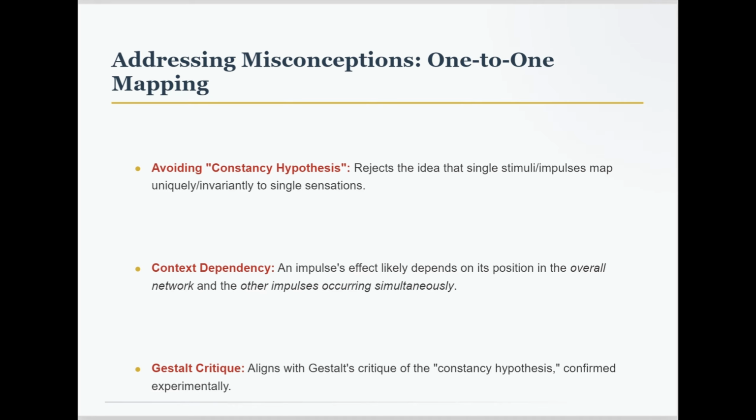An impulse's effect, its contribution to a sensation, likely depends on which neuron it came from, and crucially, which other impulses are firing around at the same time. It's the combination, the pattern that matters. The Gestalt folks hammered this home, calling it the constancy hypothesis, and showing experimentally that single stimuli don't lock onto single sensations in a fixed way.